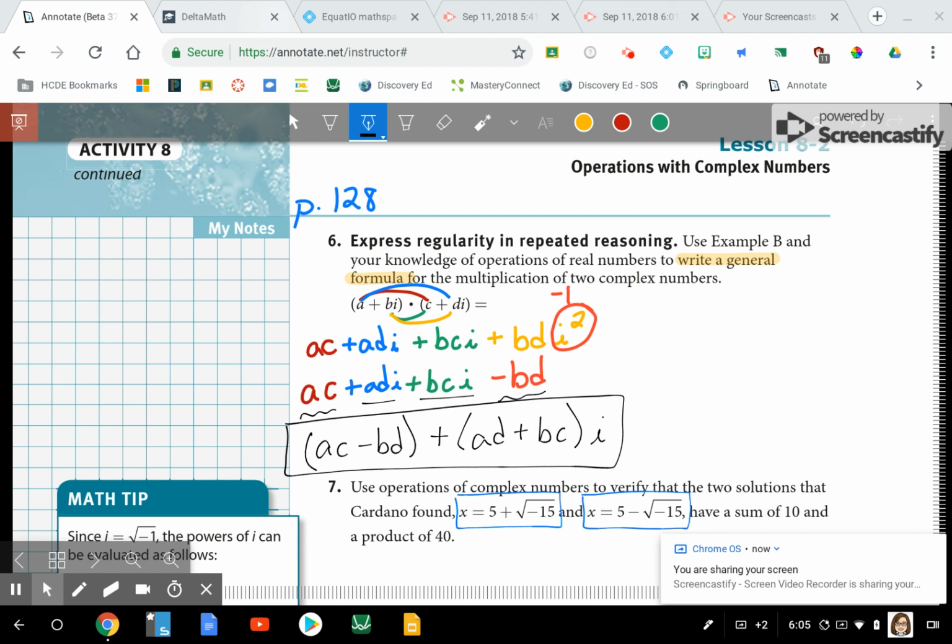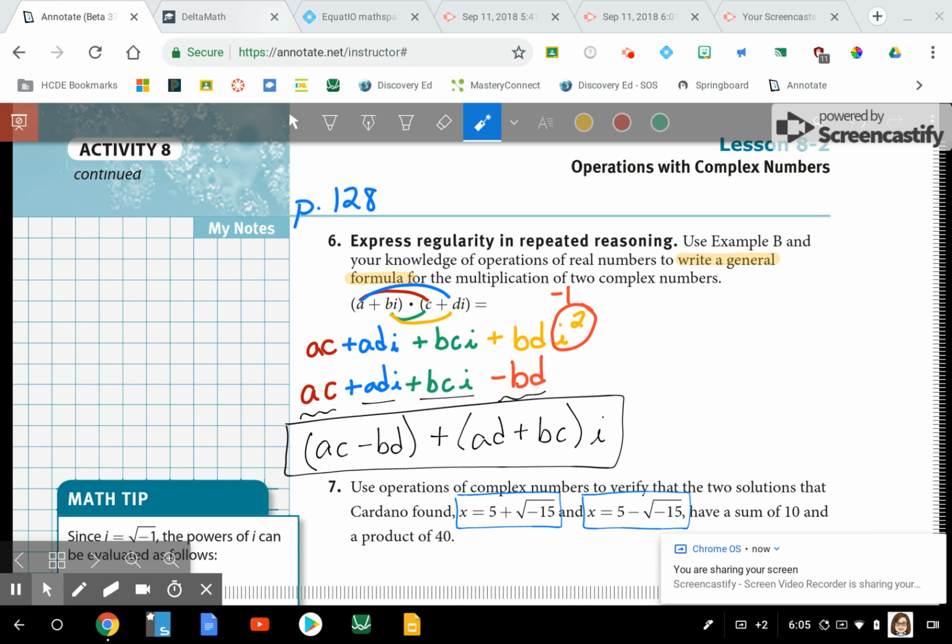Okay, so the last thing to finish up our multiplication is just to write the general rule. I already have all the steps written out here for you. It's basically just FOILing. Or if you use the box method, that's fine. Basically, what you're doing is you are combining the real terms and combining the imaginary terms. That's the gist of this problem.